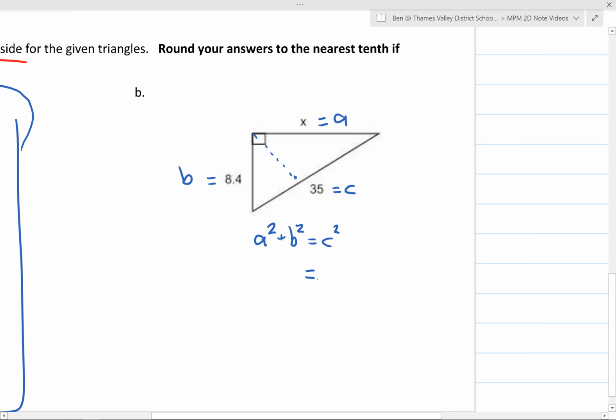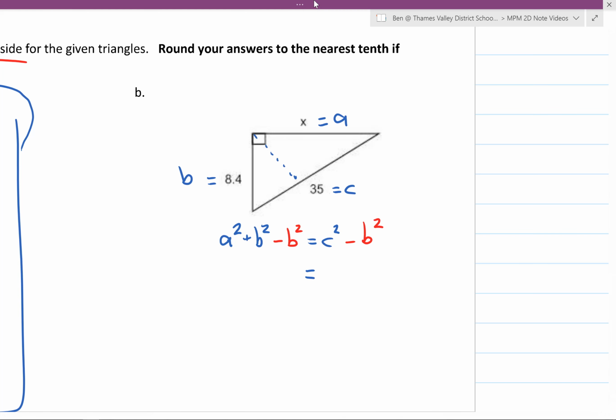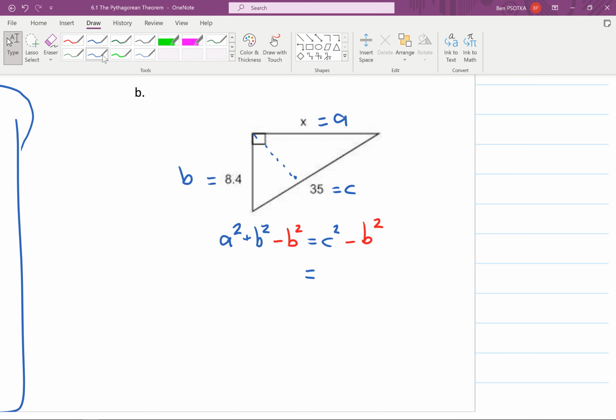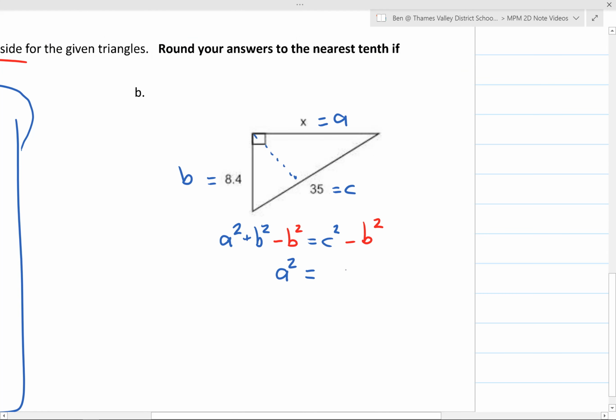So if our unknown is A, then we want A squared to be on its own. If we're trying to isolate A squared, that means we need to move this B squared over. That means we're subtracting B squared from both the left side and the right side. So let's try that. We'll use a different color here. Minus B squared, leaving us on the left-hand side with just our A squared. On the right-hand side, C squared minus B squared. Fantastic.